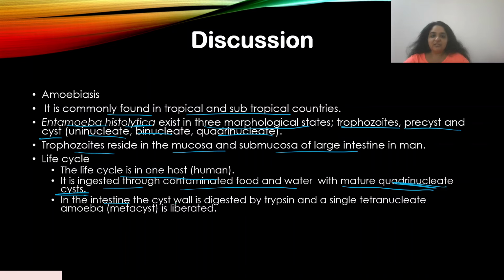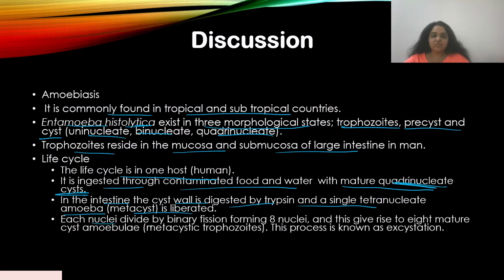Then in the intestine, the cyst wall is digested by trypsin, and a single tetranucleate amoeba, the metacyst, is liberated. Now each nucleus divides by binary fission, forming 8 nuclei, and this gives rise to 8 mature amoebulae. Now this process is known as excystation. So initially, excystation is the rupture of the cyst.